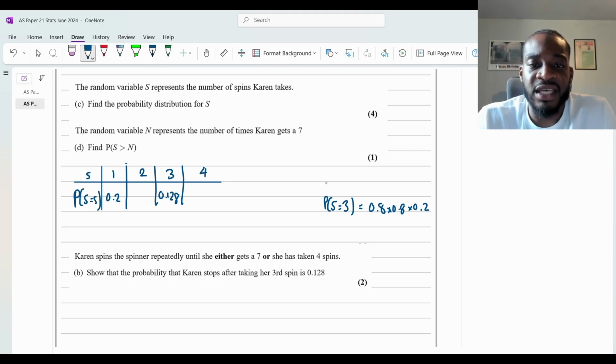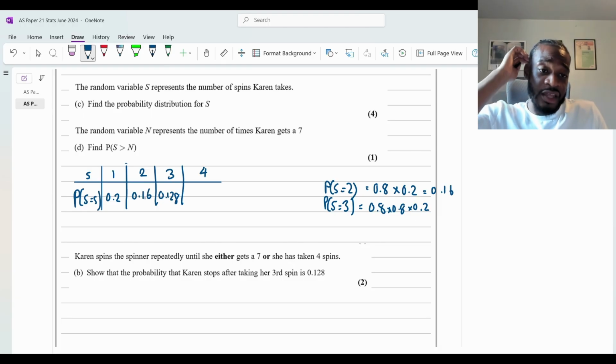And now to get the probability of S equaling 2, right? Meaning that she stops on the second go. Well, that would mean that she would miss the 7 on the first go, which is 0.8. And then she must get it on the second go, which is 0.2. And that there is just 0.16, isn't it? So that can go there.